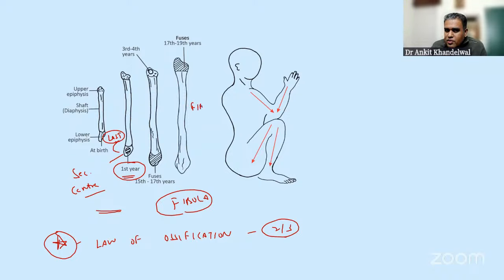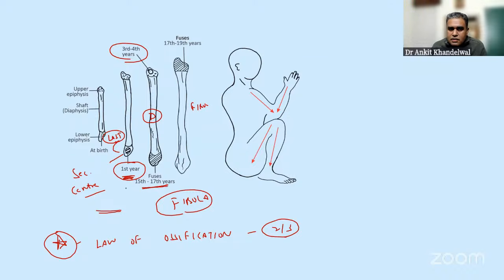That is the fibula bone. Here you can see that this lower end which is appearing in first year. So by the law, this lower end, the secondary center appearing in first year, and the upper end whose secondary center appears in third and fourth year, this lower end should fuse with the diaphysis last or later. But here, the first year secondary center which appears first, it fuses first.